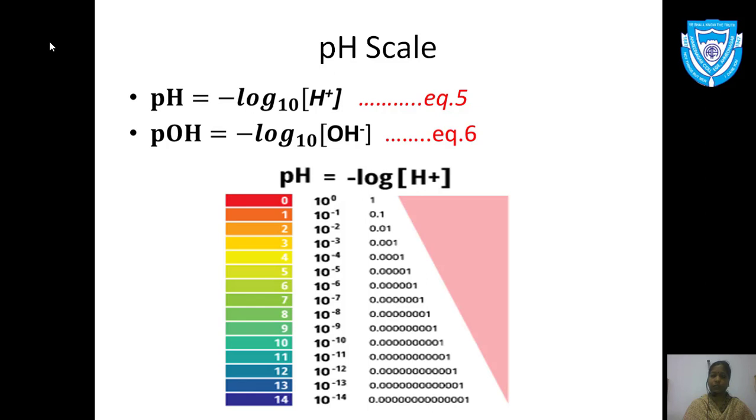So the question is, beyond this scale, is there any H plus ion concentration? Definitely there is H plus ion concentration beyond this limit, that is, the concentration of H plus can also be 2 molar, 3 molar, and also less than 10 raised to minus 14.